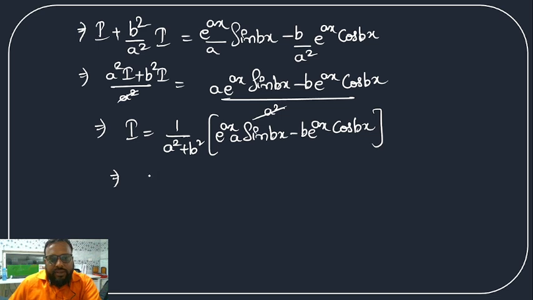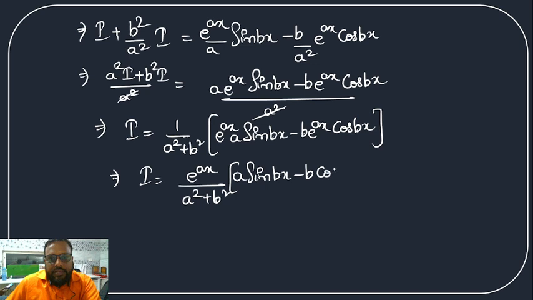So next step will be the final answer, that is I equal to, I will take out e to the power of ax common. So this becomes e to the power of ax by a square plus b square into a sin bx minus b cos bx. Therefore, finally, integration of e to the power of ax sin bx dx.